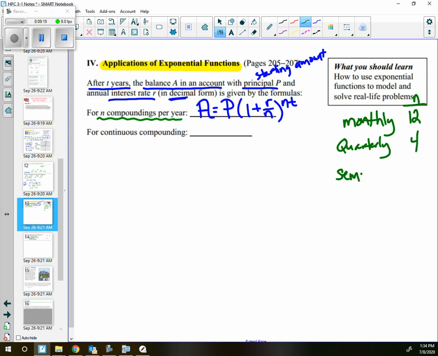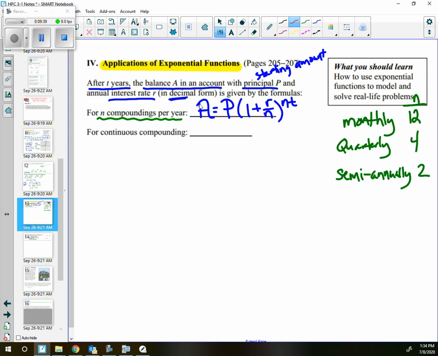Sometimes they say semi-annually. This one kind of messes people up sometimes. Semi-annually. Well, semi means what? Like semicircle, half a circle. So semi-annually, twice per year. So semi-annually would be 2. So those are some of the most common that you'll see. Most banks usually compound quarterly, but often they'll report your earnings monthly. So you get a statement every month, but they don't give you interest every month.